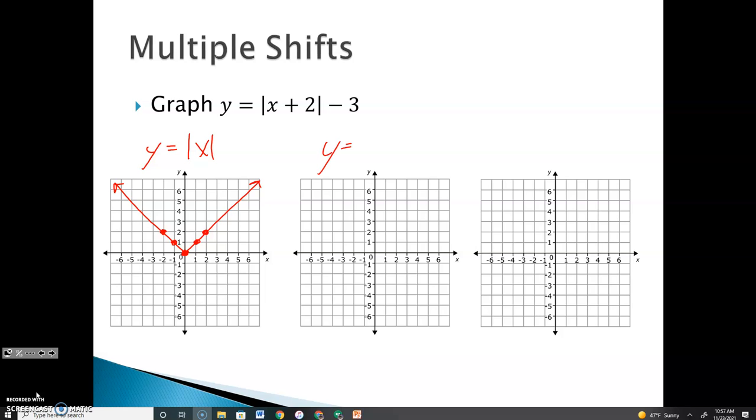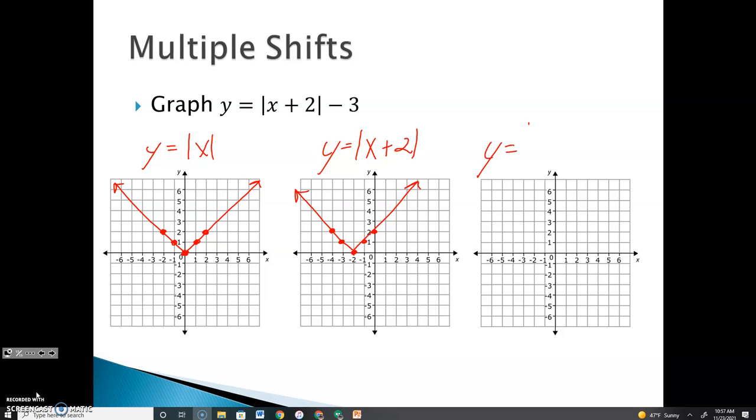We want to start with the inside first, okay? Some of you guys made some mistakes when you were doing some shifts on your guys' test. And some of it was because you were not doing inside and outside. It'll make things a little bit more clear. That plus 2 is on the inside, so it will go to the left 2. Even though it's a positive, remember on the inside we do the opposite. Okay? So this has moved to the left 2.